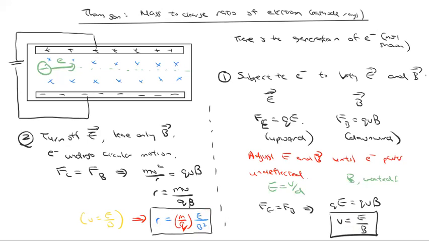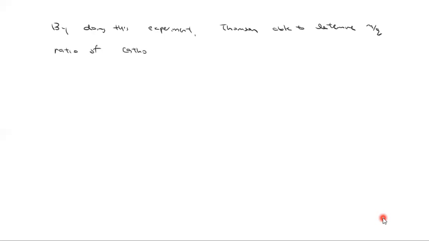So as a result of doing this experiment, Thomson is then able to determine the mass to charge ratio of cathode rays. And that's basically Thomson's main contribution there.